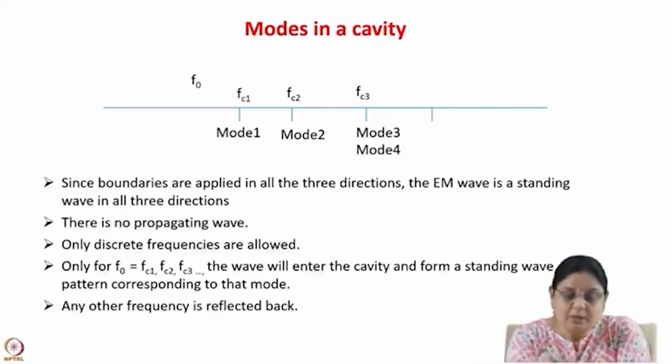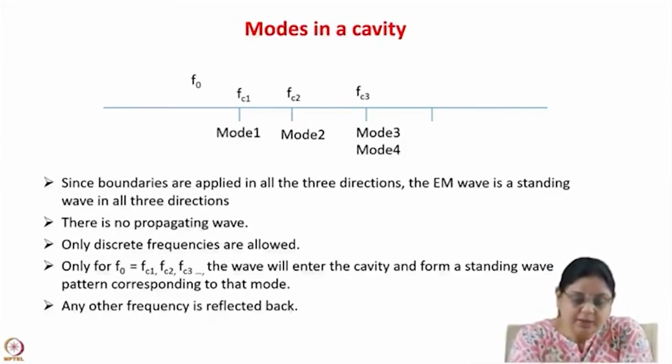So let's see how the modes are in a cavity. Both TM and TE modes can exist depending on the values of M, N and P. So let's say you have mode 1 at frequency FC1, mode 2 at frequency FC2, mode 3 and 4 at frequency FC3 and so on.